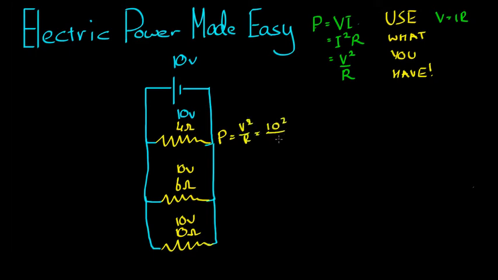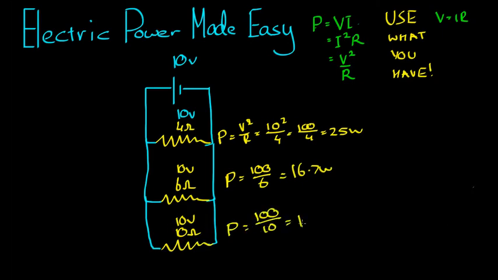V is 10, so that's 10 squared on 4, 100 on 4, 25 watts. The power being dissipated across this one is equal to V squared on R, so 100 on 6. I have that coming to 16.7 watts. And the power for this resistor down here is 100 on 10, or 10 watts. And we'll do an interesting little exercise here. If we add up the power being dissipated across these three components, we have 25 plus 16.7 plus 10.